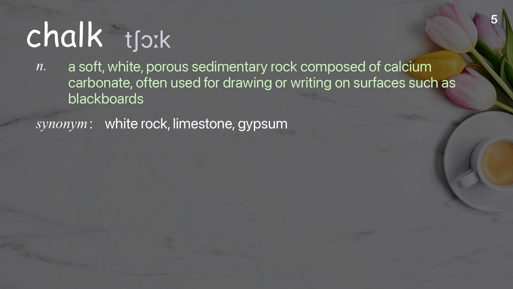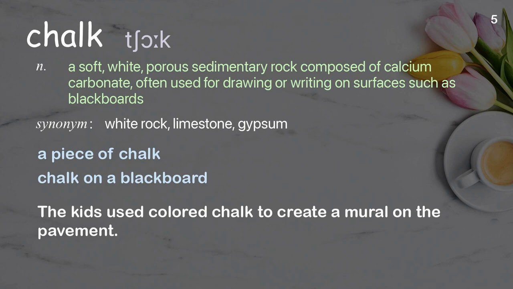Chalk. A soft, white, porous sedimentary rock, composed of calcium carbonate, often used for drawing or writing on surfaces such as blackboards. Examples: A piece of chalk. Chalk on a blackboard. The kids used colored chalk to create a mural on the pavement.